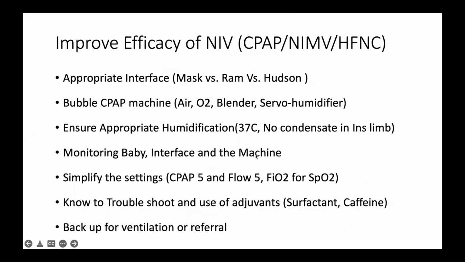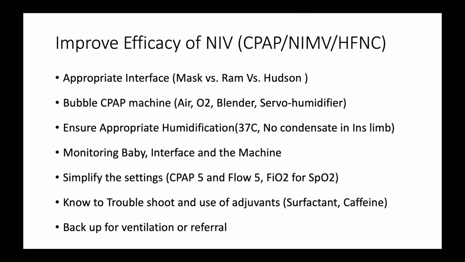What all can we do to improve the efficacy of CPAP or all the non-invasive modes of ventilation? For that, we need to improve the interface, whether it is mask or RAM or Hudson prongs. We need to work on one of them and keep working on them to improve the efficacy. Always, I prefer to use the bubble CPAP machine. I find it the best to monitor and also to deliver CPAP. And it's the most cost-effective machine.